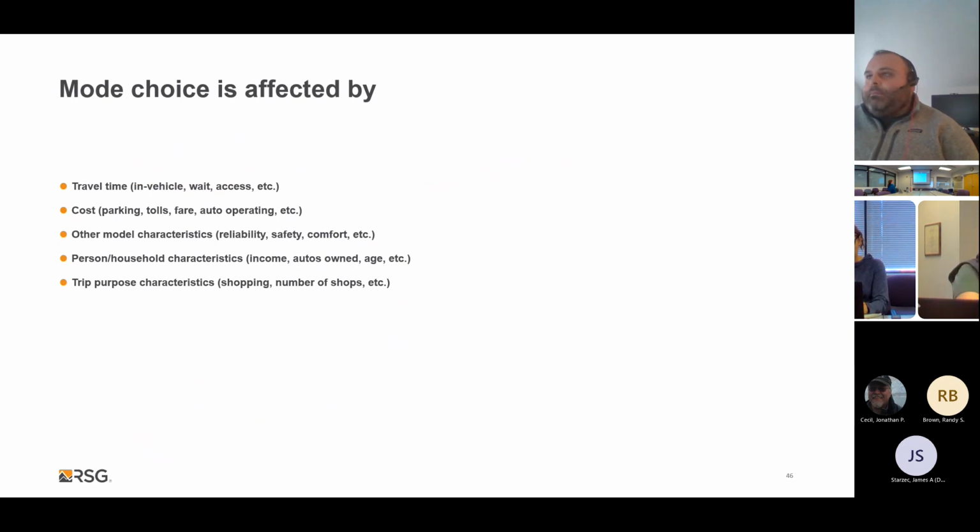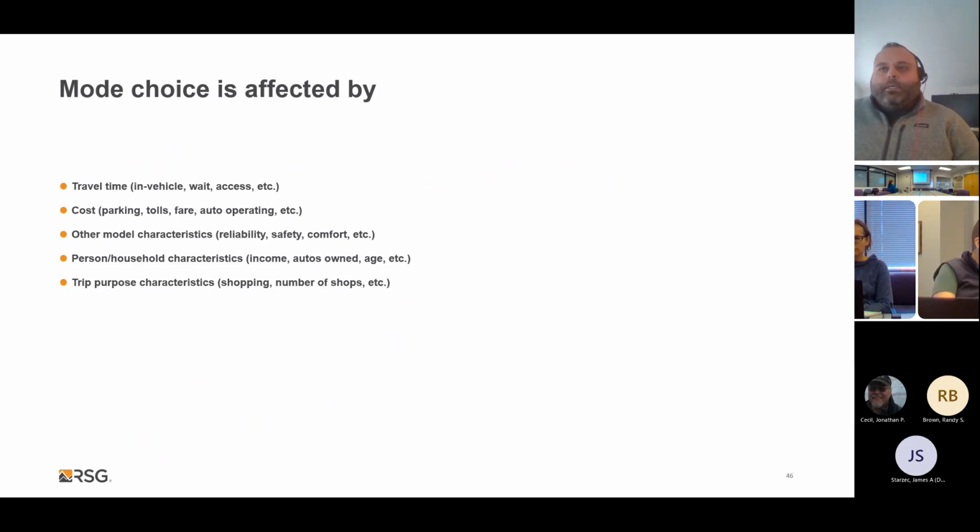So what are things that mode choice is affected by? It's affected by things like travel time and the in-vehicle time, the wait time, the access to different resources, employment. It's impacted by cost things, and that's going to be parking. It's going to be tolls, fare, auto operating costs. Your other modal characteristics, such as reliability of the transportation system. It can be the safety along the transportation system, the comfort.